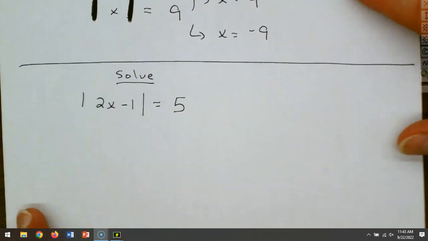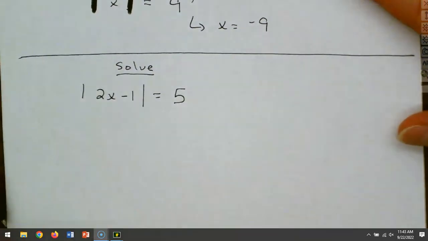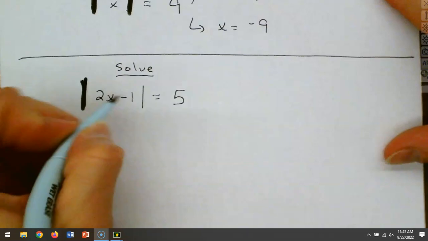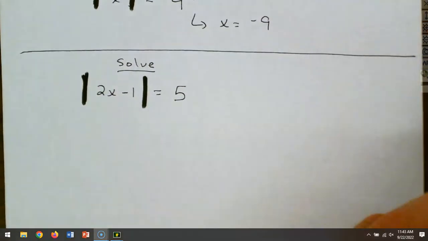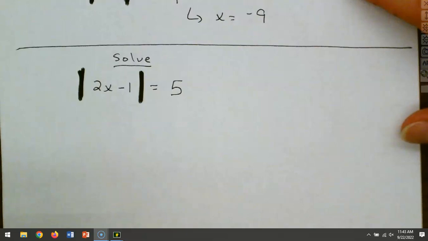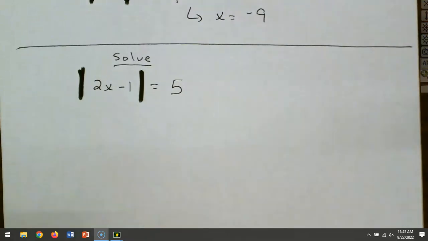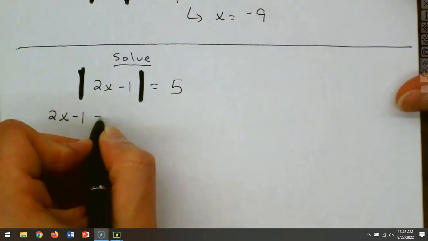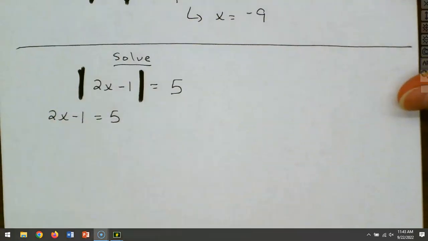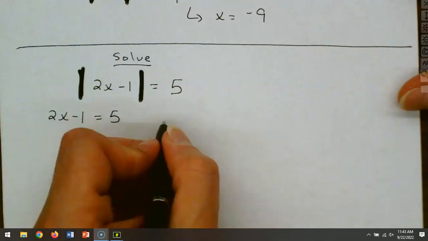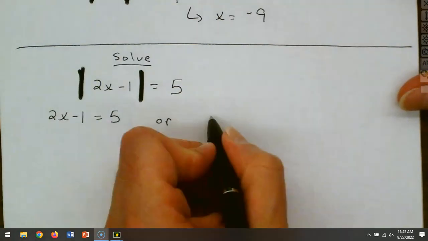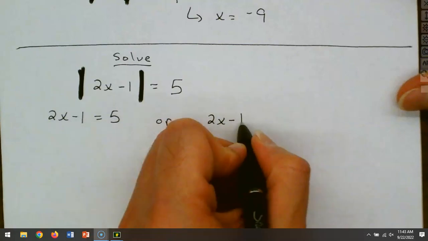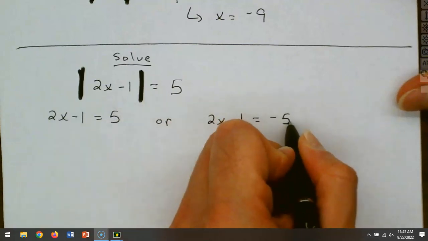So we're going to try to solve this absolute value. And I like to make sure you see these are absolute value bars. Okay, so this is an absolute value. Now, we should get two equations. The first equation, we just simply drop the absolute value bars. So that gives you 2x minus 1 equals 5. The other one is 2x minus 1 equals a negative 5, right?